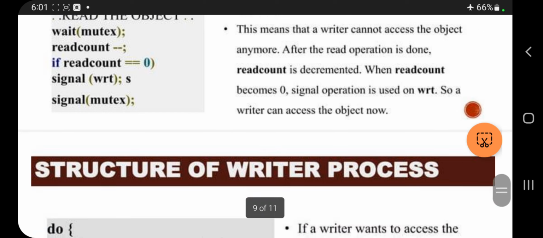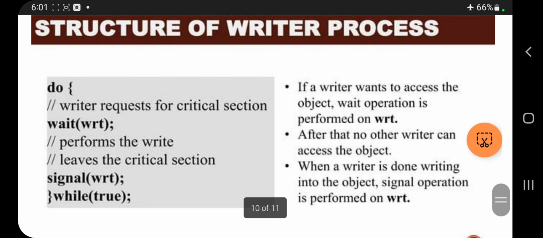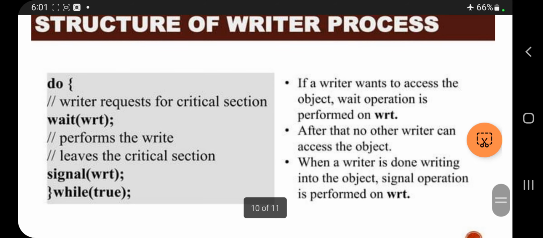And there is the structure of the writer process. If a writer wants to access the object, the wait operation is performed on wrt. After that, no other writers can access the object. When a writer is done writing into the object, the signal operation is performed on wrt.